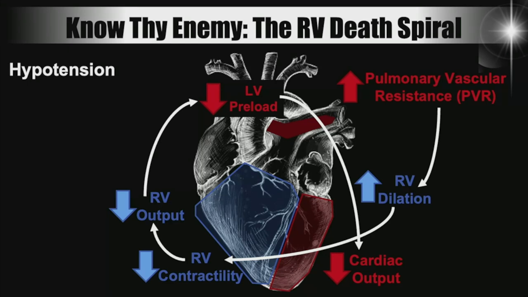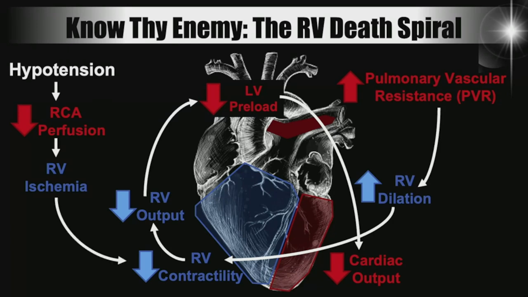And we know that when your patient is hypotensive, all the major organs don't get perfused well. Specifically, your right coronary arteries are not getting as much blood flow. And that's going to cause worsening ischemia of your right ventricle, which is going to feed right back into this cycle, and so on and so forth down your downward death spiral of the right ventricle. Eventually, it'll lead to cardiogenic shock and death.